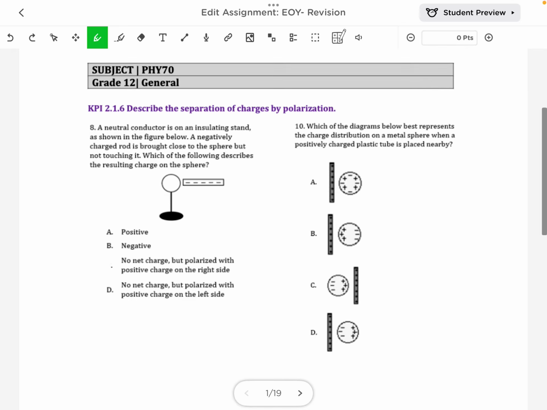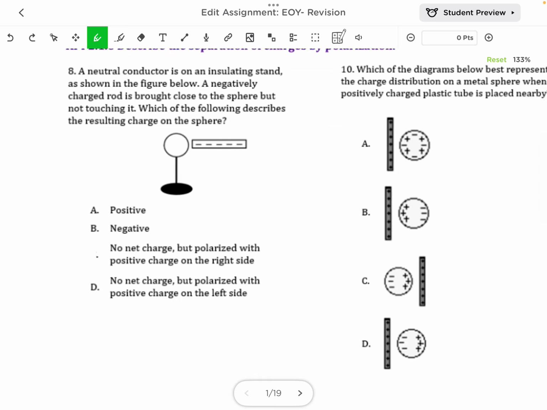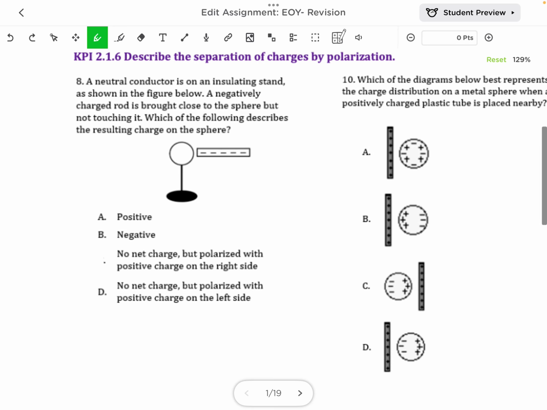Solving 12 general end-of-year material. Term 1: describe the separation of charges by polarization. A neutral conductor is on an insulating stand as shown in the figure below. We have a negatively charged rod that is brought close to it.